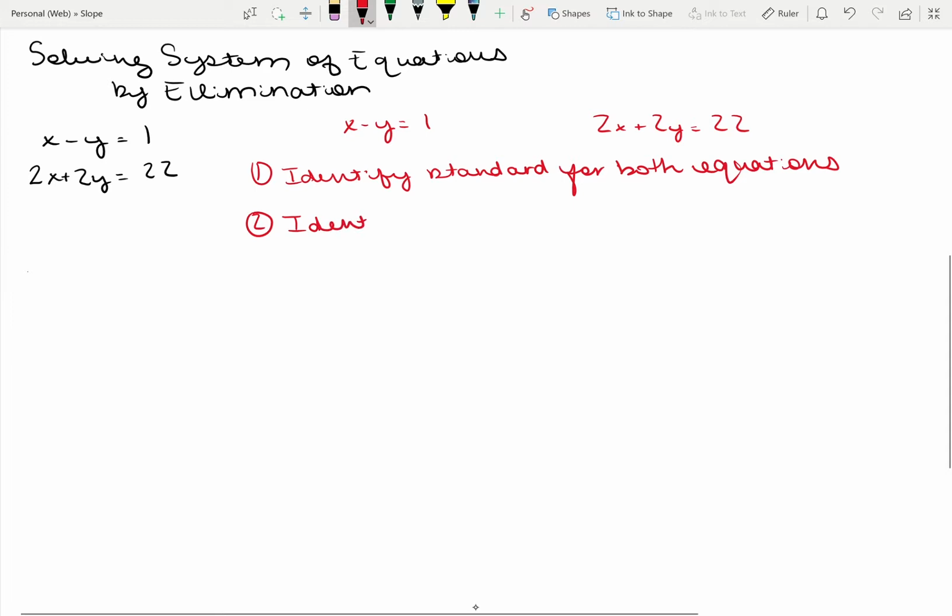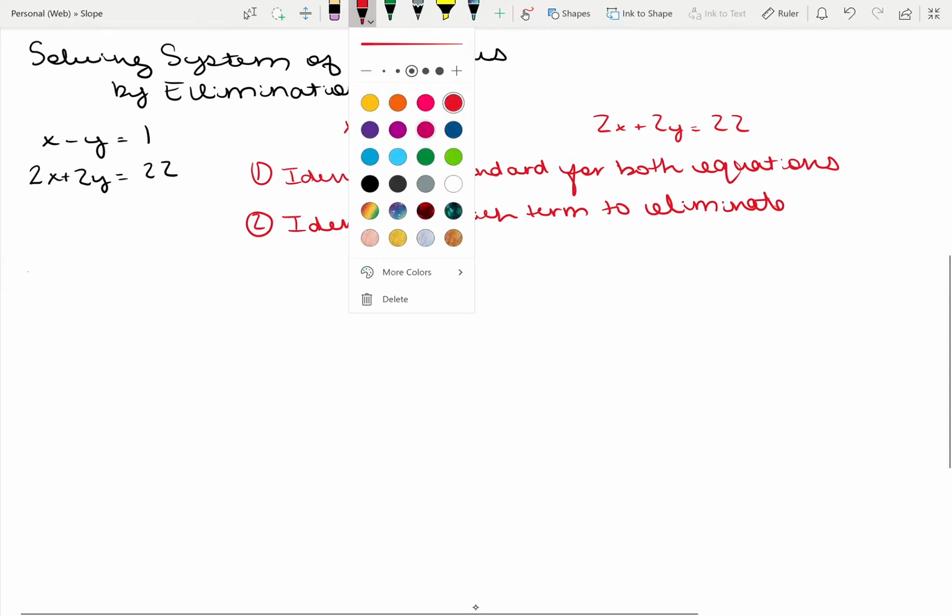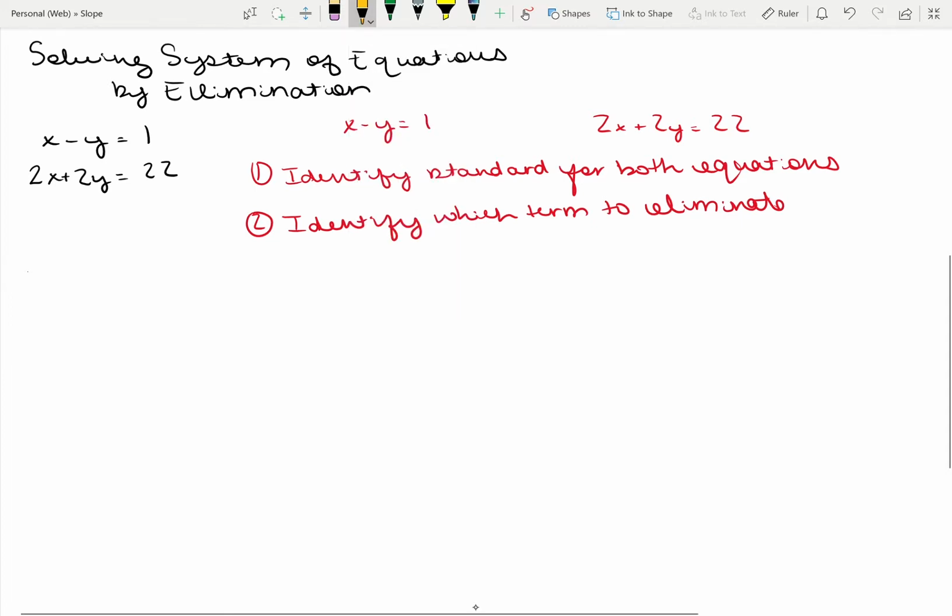Identify which term to eliminate. Okay, so I want to eliminate first the y terms. So I'm going to place an orange, eliminate y.